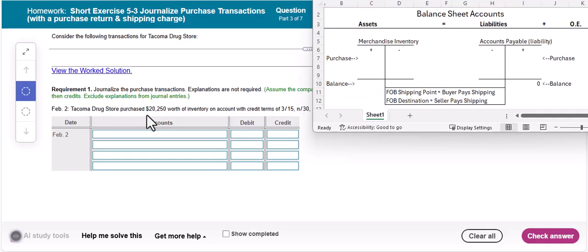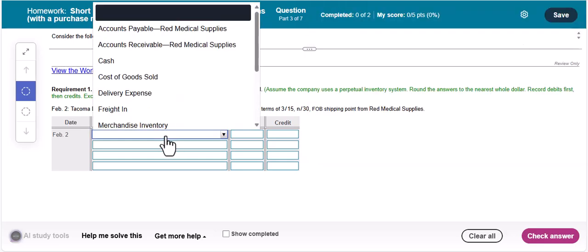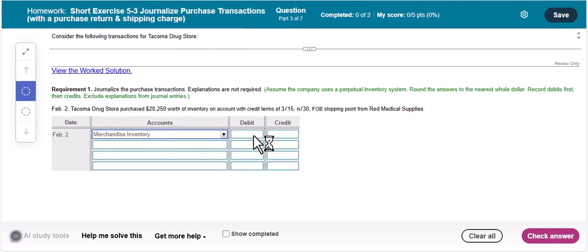Tacoma Drugstore purchased $20,250 worth of inventory. So let's talk about the inventory account. Remember, the inventory account is an asset account, therefore it increases on the left side with a debit. So do we have more or less inventory in this case? Well, we have more. So to increase inventory, we will debit it for $20,250.